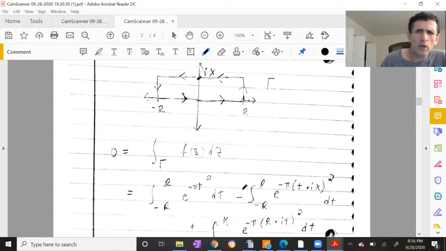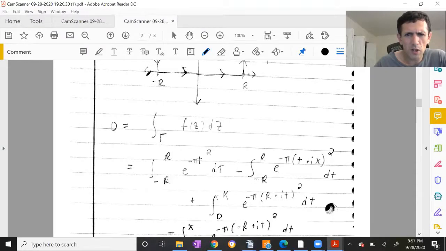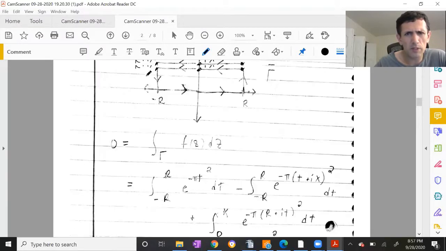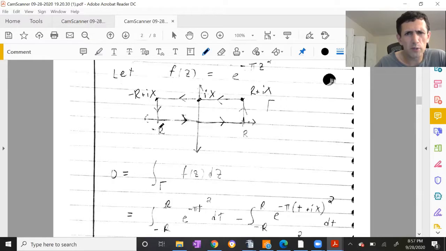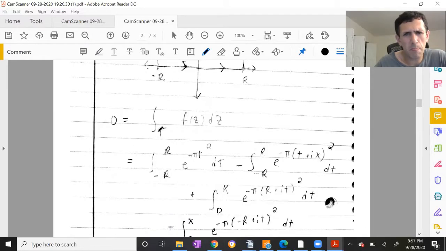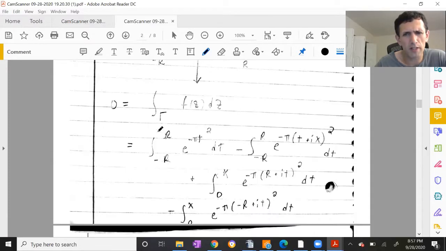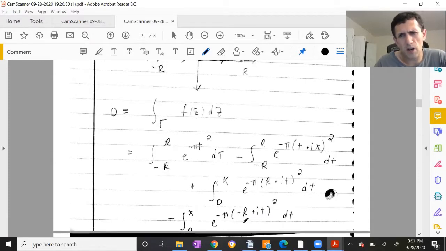Okay, well, the right-hand side, z is going to be r plus it for t from 0 to x. This point right here, obviously, is r plus ix. This point here is minus r plus ix. So the next one here is going to be, well, it's really minus r plus ix to minus r. It's going to be minus r to minus r plus ix. So z is just minus r plus it from t goes from 0 to x.